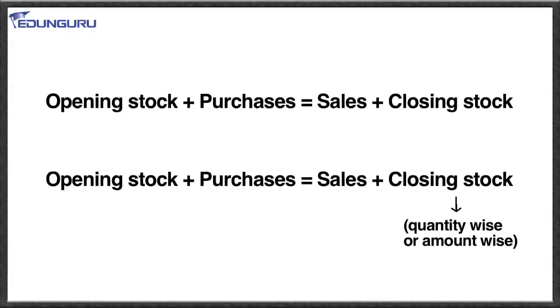Now let me tell you, students, honestly, the question from my side is incomplete. Let me now tell you the entire question. My entire question appears like this: opening stock plus purchases is equal to sales plus closing stock, quantity wise or amount wise. Now is your time to think exactly as to what would be true. Let us take an example, dear students, and try to understand whether it is true quantity wise or amount wise.